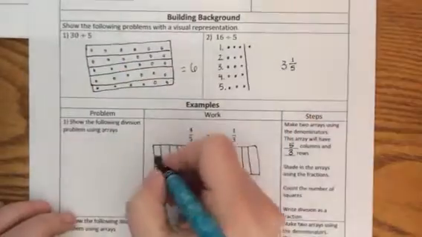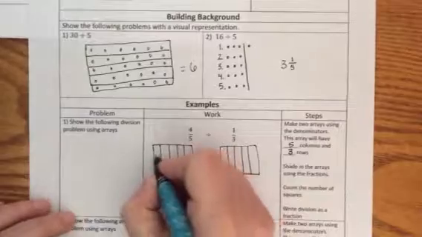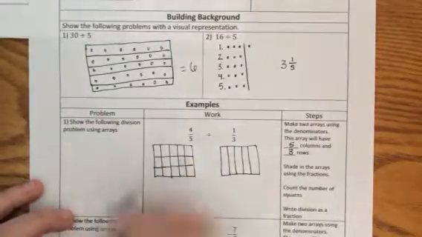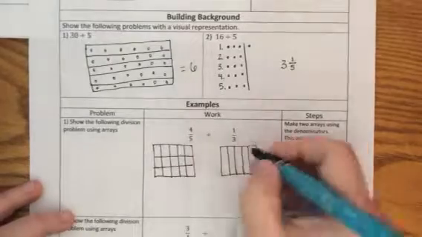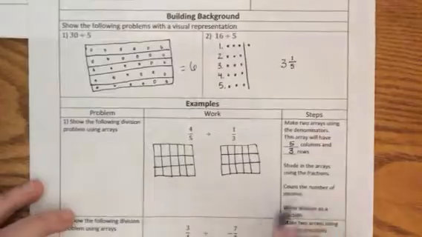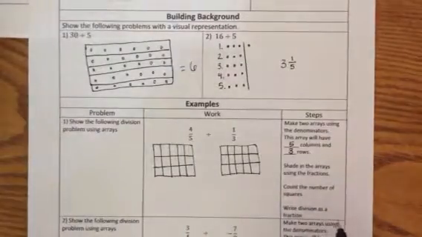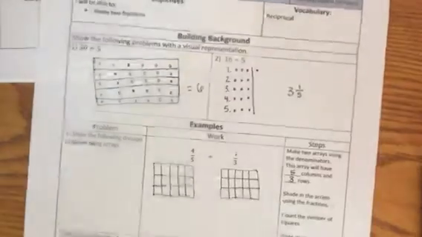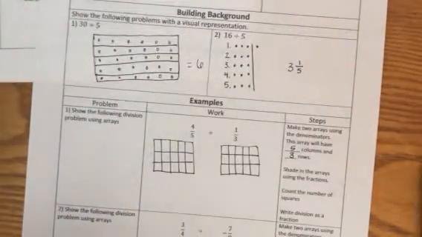3 rows. So rows go side to side. So I'm going to make 1, 2 lines. We always make 1 less line than there are rows. So there's 1, 2, 3 rows. Okay, now I'm going to shade in the arrays using the fractions. Okay, so with my fractions, I'm going to take my highlighters, and I'm going to have 4 divided by 5, or 4/5.